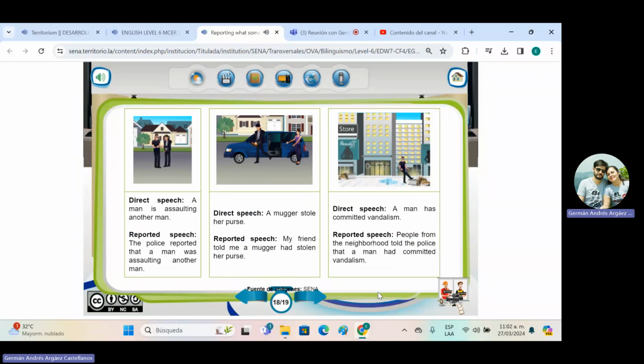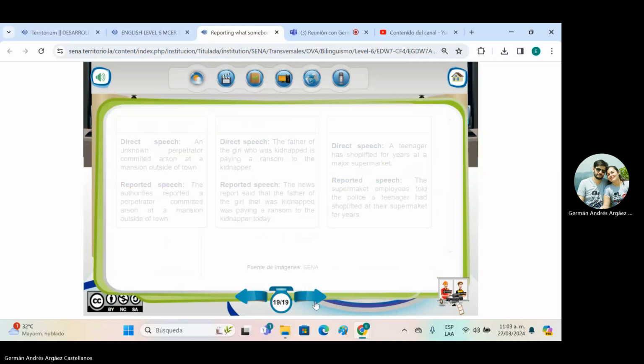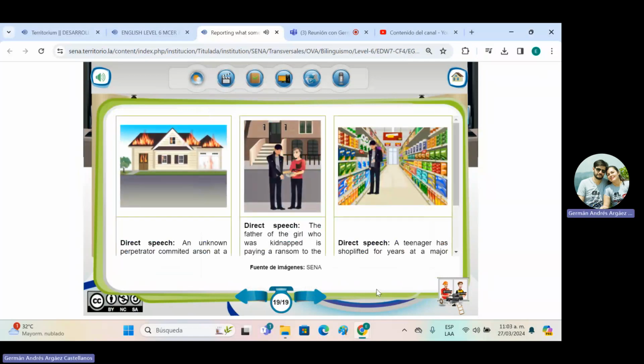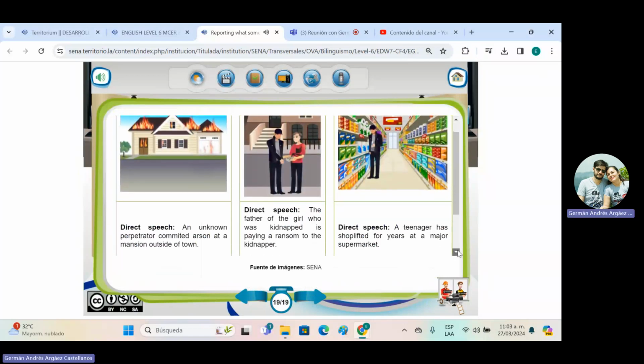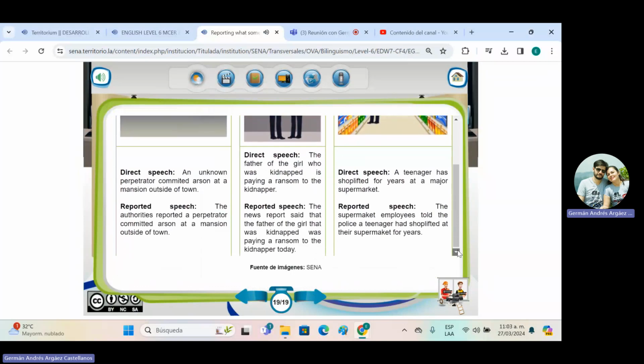Direct speech: A man has committed vandalism. Reported speech: People from the neighborhood told the police that a man had committed vandalism. Direct speech: An unknown perpetrator committed arson at a mansion outside of town. Reported speech: The authorities reported a perpetrator committed arson at a mansion outside of town.